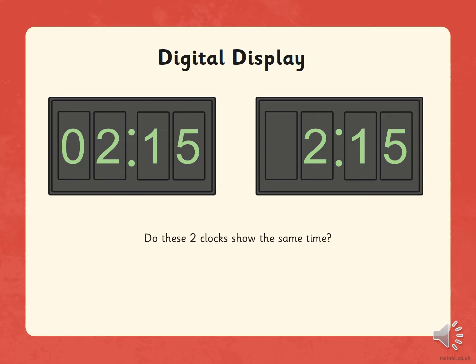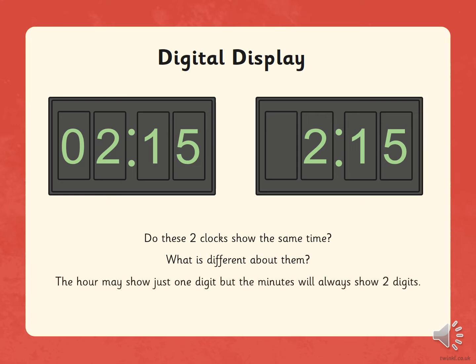Do these two clocks show the same time? What do you think? What's the difference about these two times? That's right, one of them does not have a 0 and the other one does. The hour may show just one digit, so the one on the left says 0, 2, and the one on the right just says 2. And that's okay. But the minutes will always show 2 digits, 15, 15, or 15, 15.